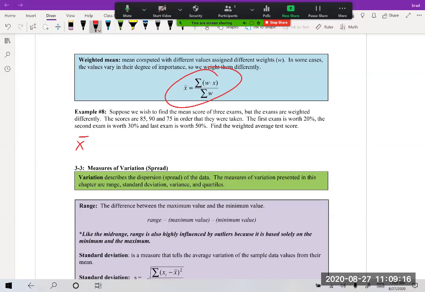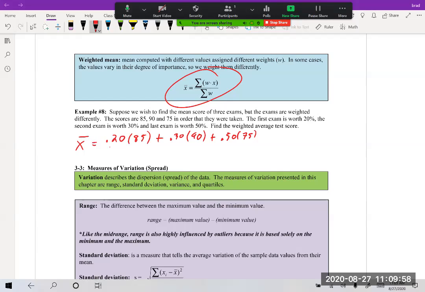So suppose you wish to find the mean score of 3 exams, but the exams are weighted differently. The scores are 85, 90, and 75 in the order that they were taken. The first exam is worth 20%. So the very first thing I'm going to do is 20% or 0.20 times 85, plus the second exam is 30%, so 0.30 times, what did I get on that exam? A 90%. Plus the last exam is worth 50%, so 0.50 times 75.